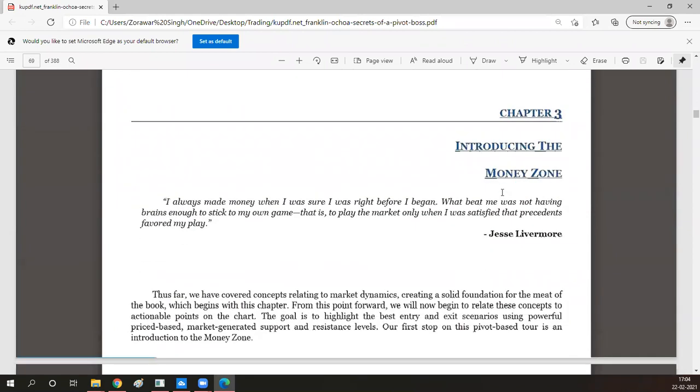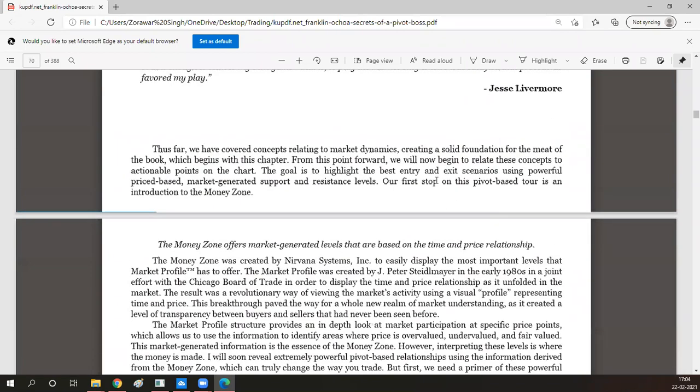In this book, this guy Franklin Ochoa is the author. He talks about this concept of market profile, which you can also call the money zone. That is where you will see 70% of all trading activity has taken place. Even though we might think that market activity is random and baseless, you will realize there's actually quite a degree of order and stability, even though we perceive it to be so erratic.